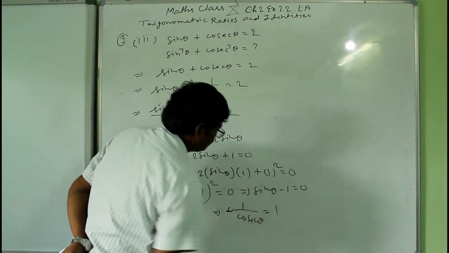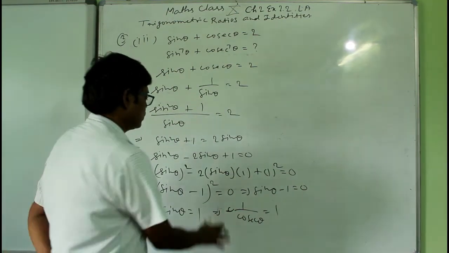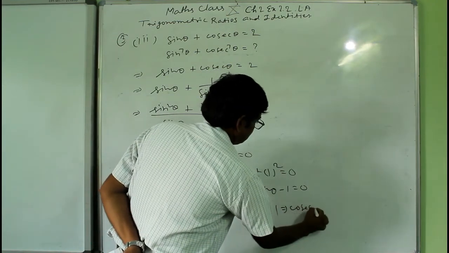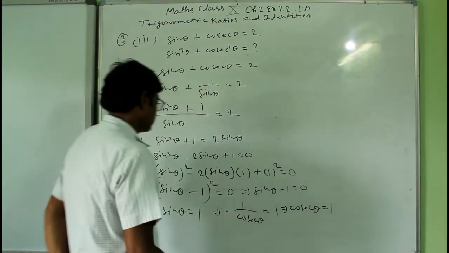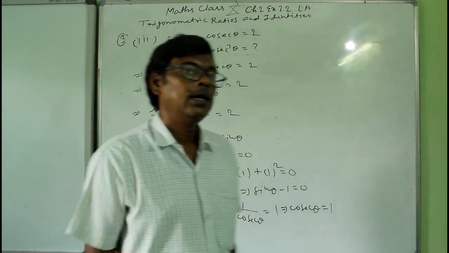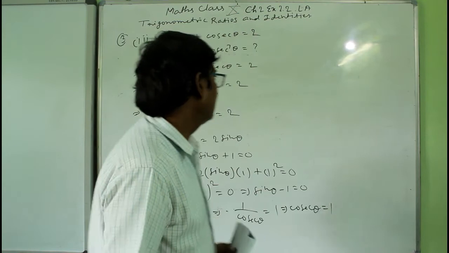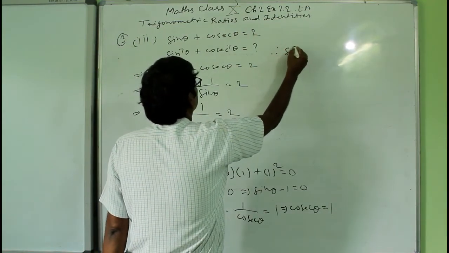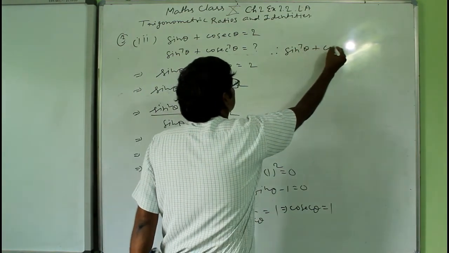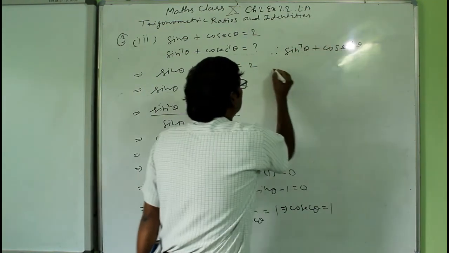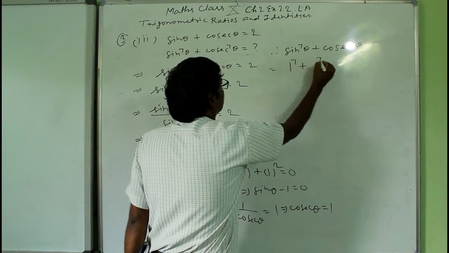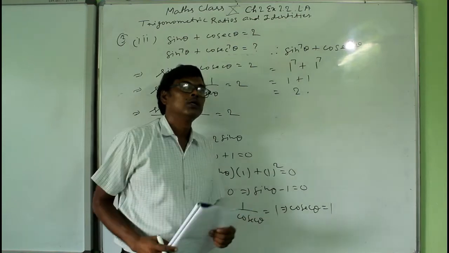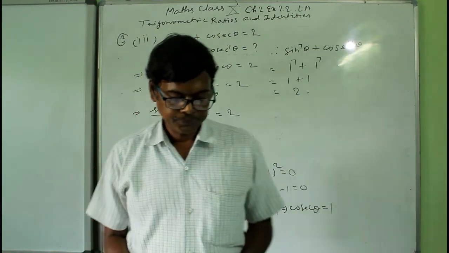cos theta equal to 1, because sin theta equal to 1 by cos theta. Okay, and this implies cos theta equal to 1 also. So here you have sin theta equal to 1 and cos theta equal to 1, and therefore you have sin 7 theta plus cos 7 theta equal to 1 to the power 7 plus 1 to the power 7 equal to 1 plus 1 equal to 2. So 2 is the answer of this question.